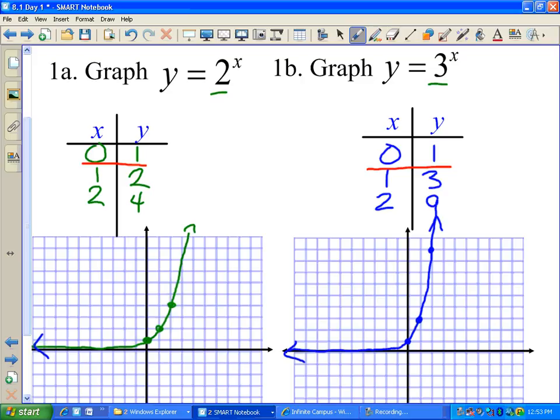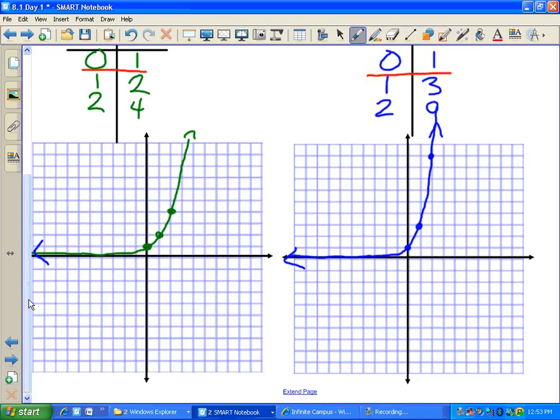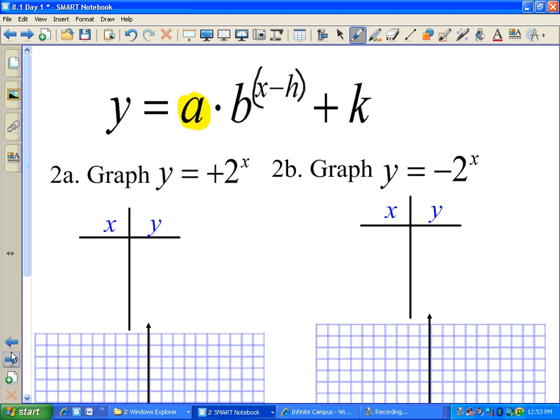For both of these graphs, the asymptote is the equation y equals 0, which is the x-axis. The question is, why is that, and when does that change? And we'll see that as we move along. All right, so here we go. Now I'm going to focus on a different letter. Instead of focusing on B, let's focus on A, the A in front.